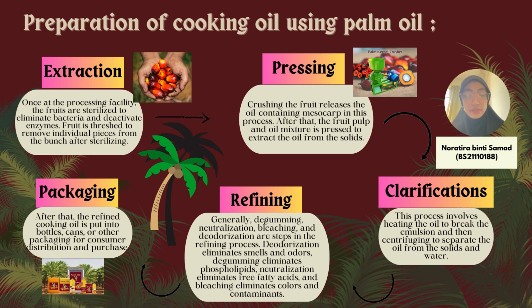Fourth is refining. Generally, degumming, neutralization, bleaching, and deodorization are steps in the refining process. Deodorization eliminates smells and odors. Degumming eliminates phospholipids. Neutralization eliminates free fatty acids. And bleaching eliminates colors and contaminants. Last is packaging. After that, the refined cooking oil is put into bottles, cans, or other packaging for consumer distribution and purchase.